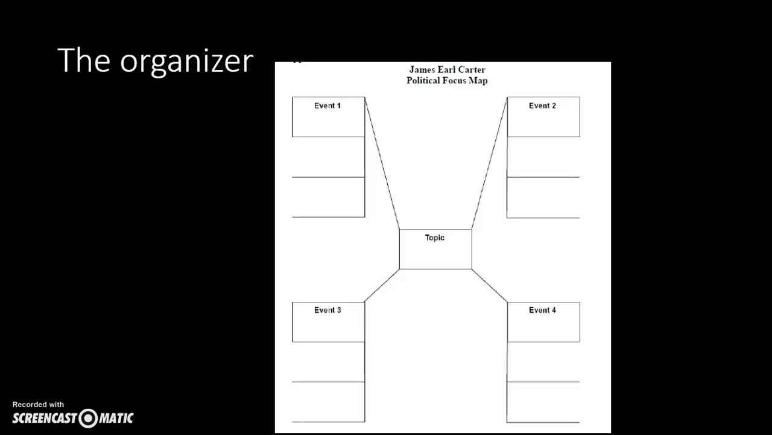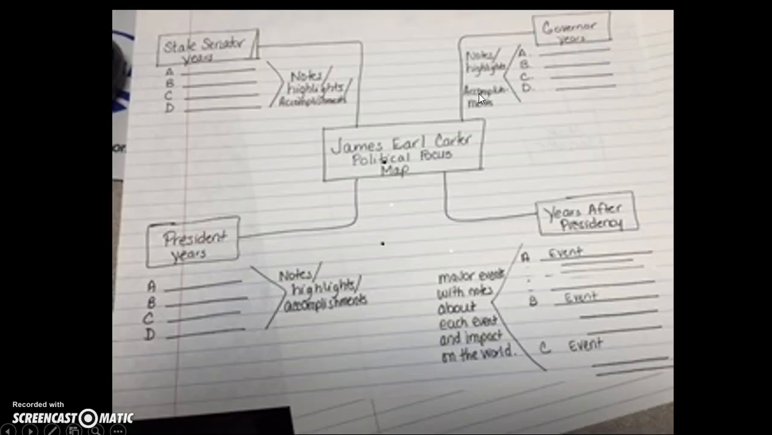So here's a sample of what the graphic organizer can look like. And in these 4 boxes, for example, event 1, I would put his years as a state senator, governor, president, and after his presidency. In the center, you're going to put the name of the graphic organizer, and you can always just use the name that's up here. So I started to put one together just so you can get an idea of what it could look like.